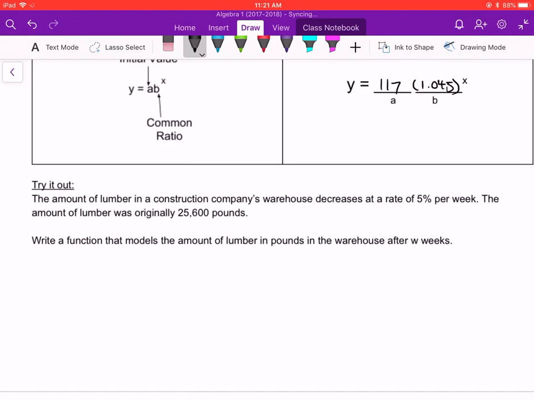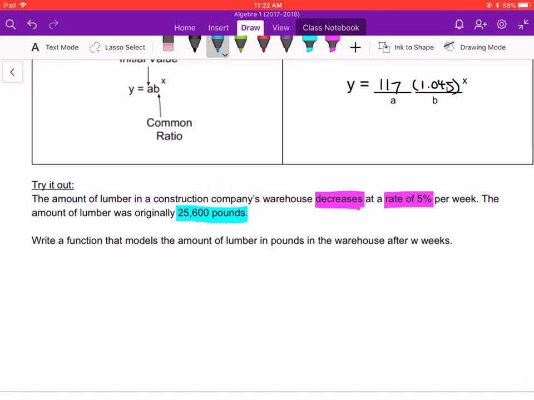This is one of those STAAR problems we're going to look at. The amount of lumber in a construction company's warehouse decreases. Excuse the bell there. It decreases at a rate of 5%. Keep that in mind. The amount of lumber was originally 25,600 pounds. Write our function.